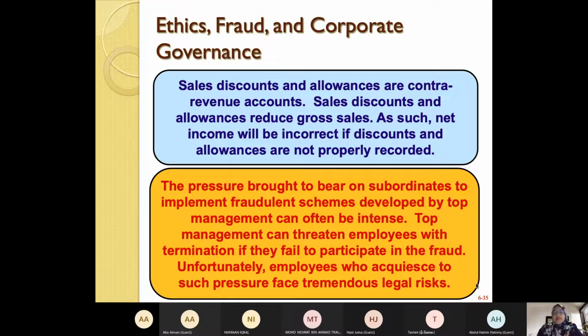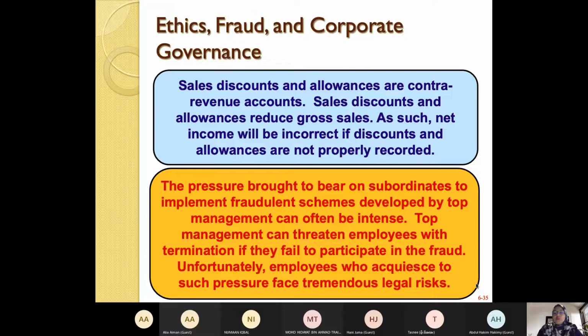Okay. Ethics, fraud, and corporate governance. Sales discounts and allowances are contra revenue accounts. Sales discounts and allowances reduce your gross sales. As such, net income will be incorrect if discounts and allowances are not properly recorded. So in other words, whenever there are sales discounts or allowances, they have to be recorded and reflected in your net sales. Likewise, whenever there's a sales return, for example, that reduces your sales and it has to be shown correctly.